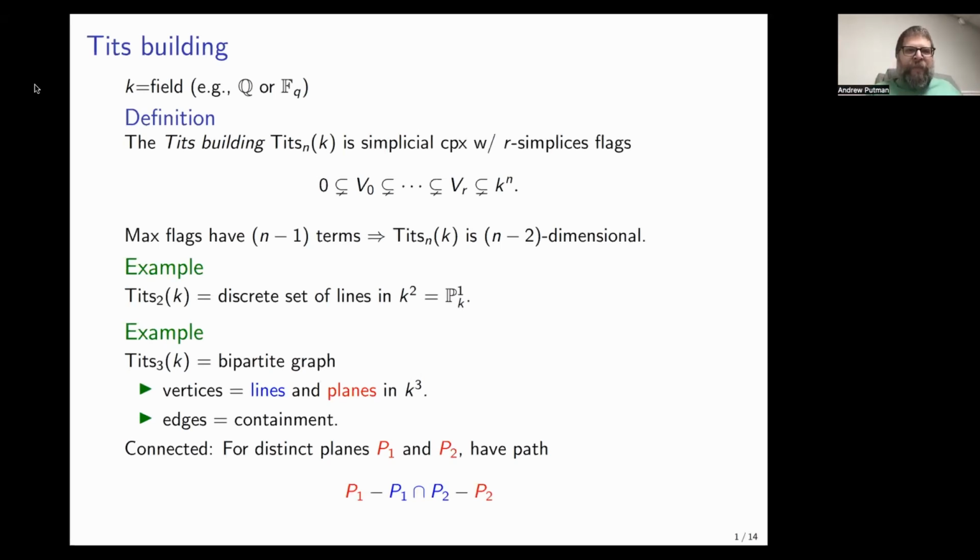But if K is an infinite field, this is still an infinite graph. So it's very sort of packed. It's got a lot of vertices, but they're packed in very tightly amongst each other. Okay, so that's the Tits building.